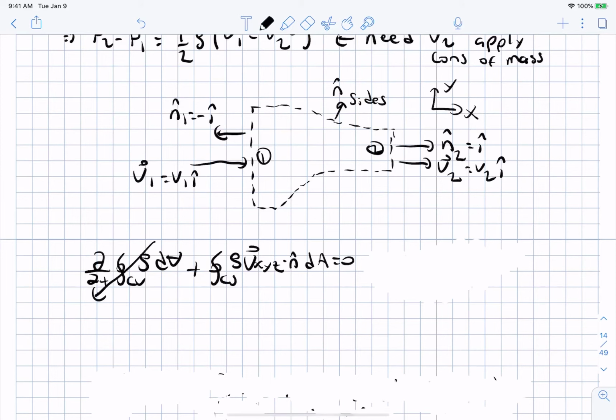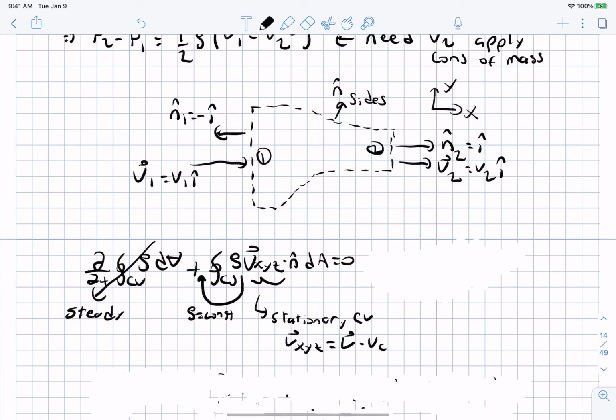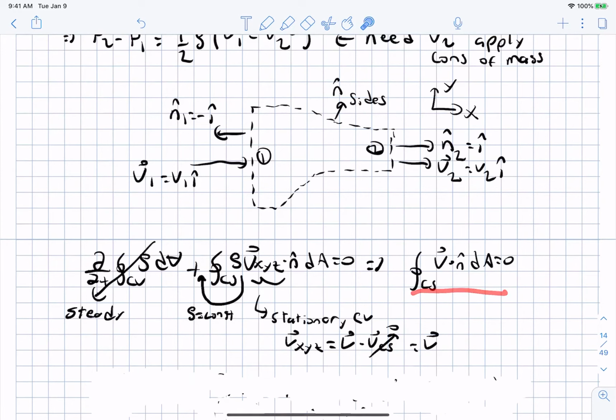Okay, well, the flow's steady, so we can cross out that term. And then we're assuming constant rho, so we can pull that out of the surface integral. And this is a stationary control volume, which implies that the relative velocity is just equal to the fluid velocity. Like that. Okay, and so what we wind up with is that conservation of mass reduces to the surface integral of the fluid velocity dotted with n hat dA.